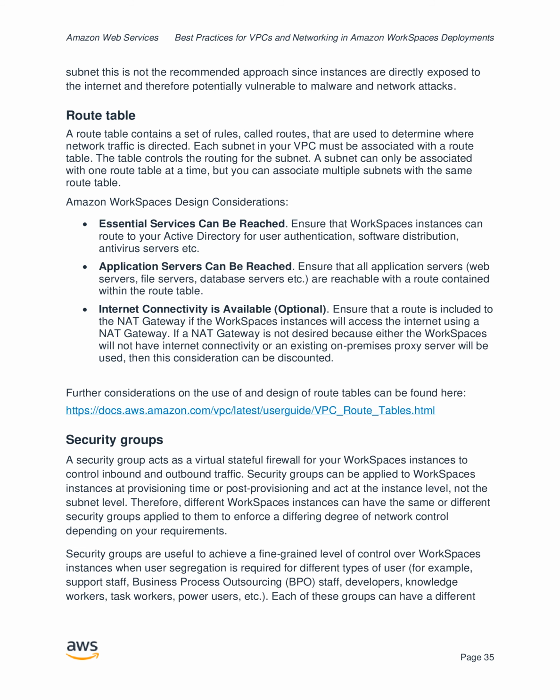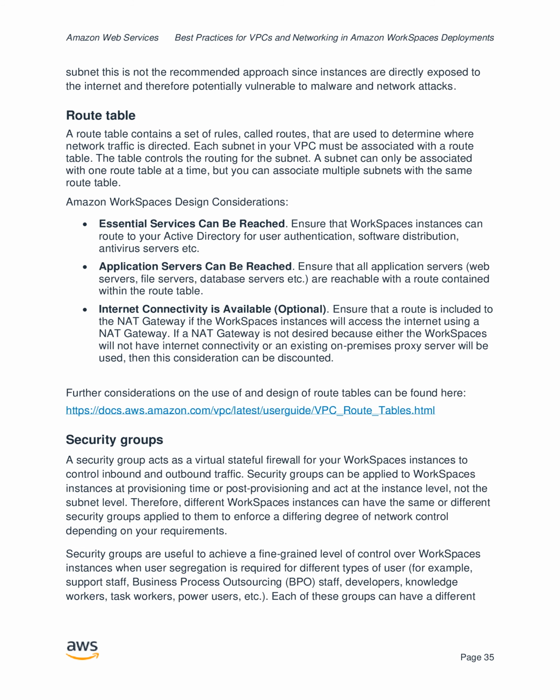Amazon WorkSpaces design considerations. Essential services can be reached. Ensure that WorkSpaces instances can route to your Active Directory for user authentication, software distribution, antivirus servers, etc. Application servers can be reached. Ensure that all application servers, web servers, file servers, database servers, etc. are reachable with a route contained within the route table. Internet connectivity is available, optional. Ensure that a route is included too.